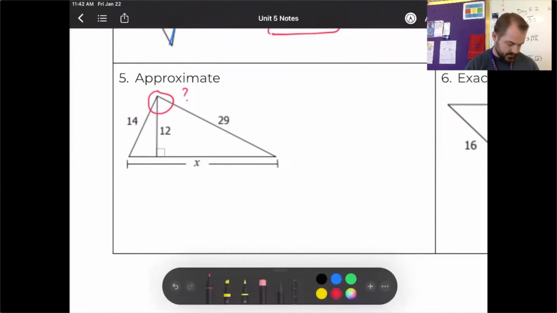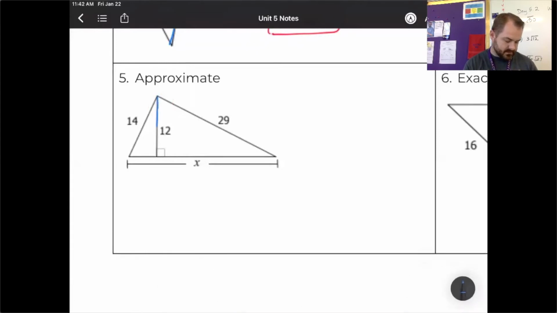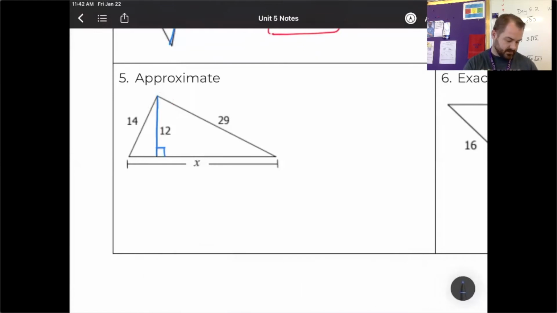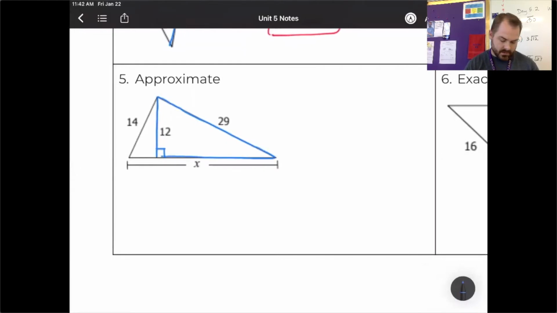However, if you look at this with the right angle there, this is actually 2 right triangles stuck together. So as we look at this, we've got a right triangle here, but we also have a right triangle here, where this is the right angle. So x is actually going to be composed of 2 other pieces.